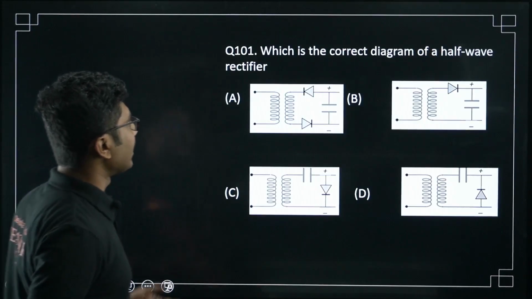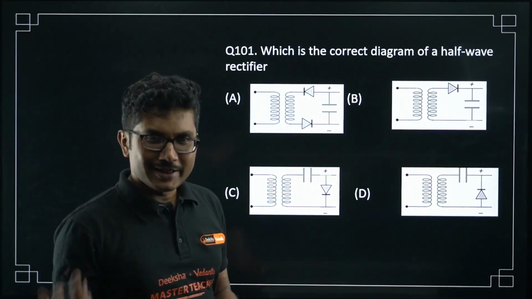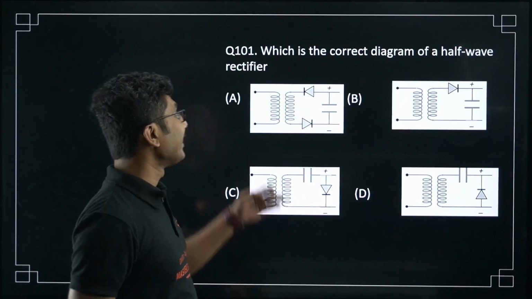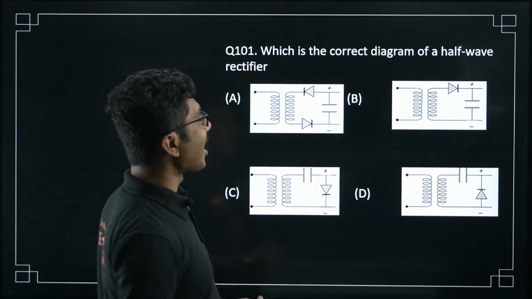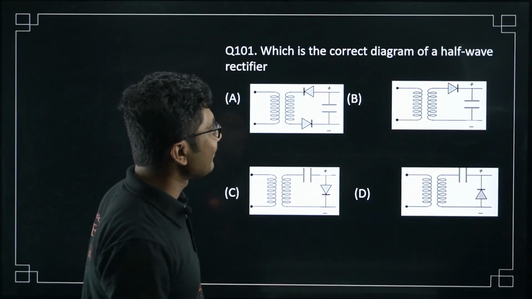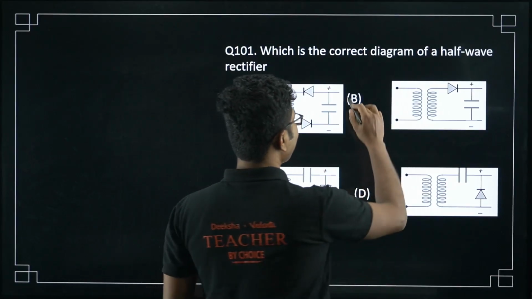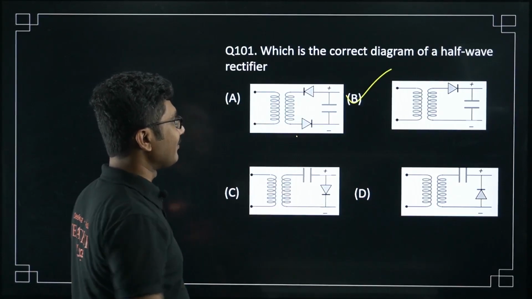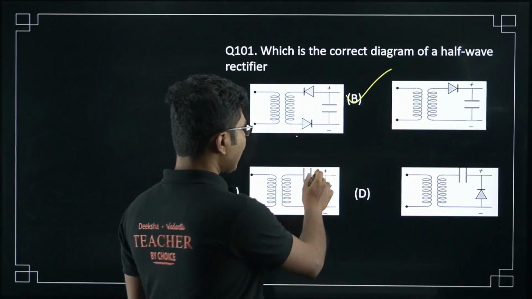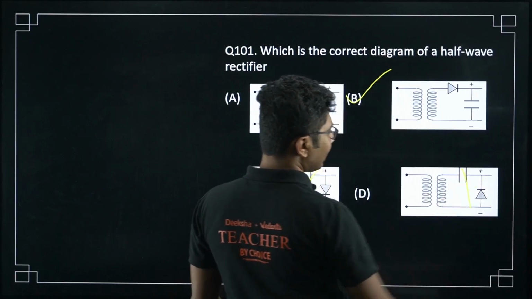Now the last question, the 101st question, we generally don't give 0 at the end, that is why 101st question. Which of the correct diagrams is a half wave rectifier? This one is a half wave rectifier, this one is a full wave rectifier, and these two are just garbage pictures.